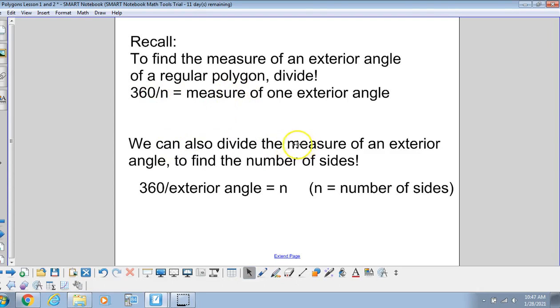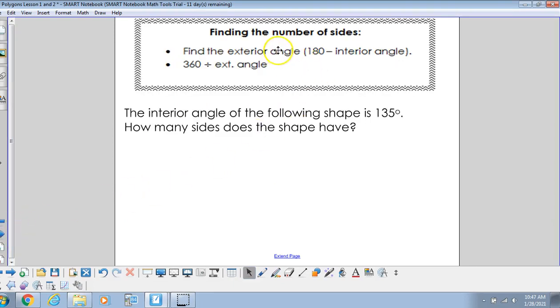We can divide by the measure of an exterior angle to find the number of sides. If we do 360 divided by that exterior angle, we get n, where n is the number of sides. So whenever we're working with exterior angles, we're working with 360. If we divide by the number of sides, that tells us the measure of an angle, or if we do 360 divided by the angle, that tells us the number of sides. So all we need to do is find the exterior angle, and then 360 divided by that exterior angle.